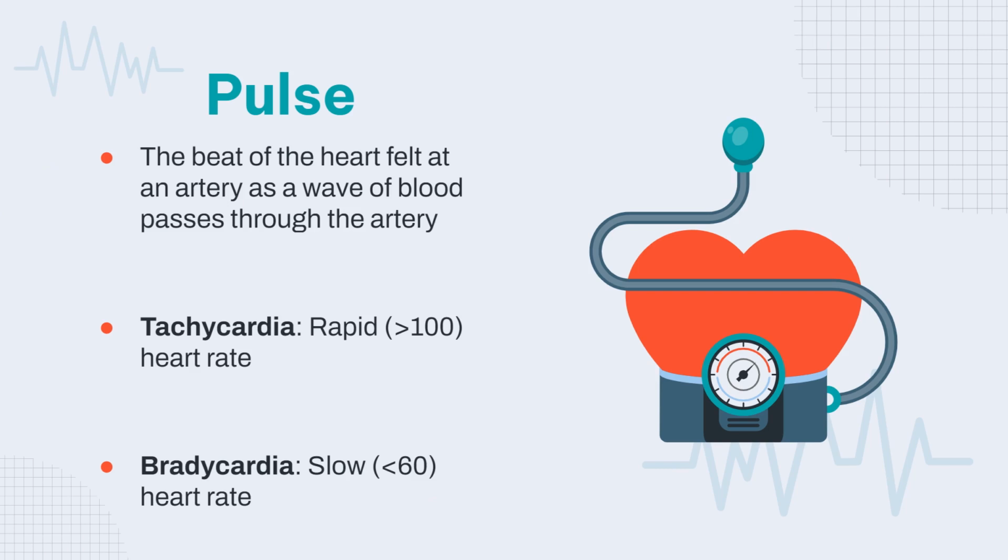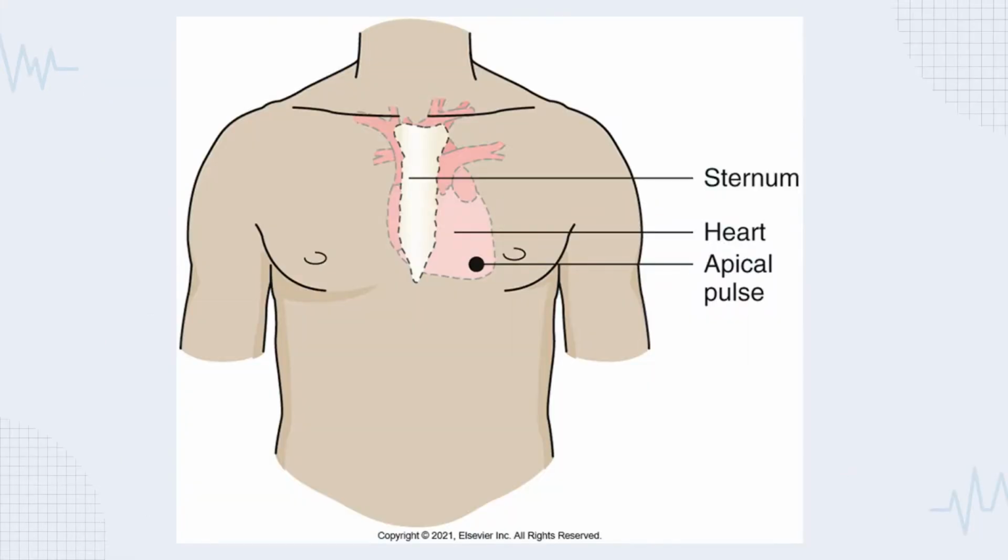Tachycardia refers to a rapid or greater than 100 beats per minute heartbeat. Bradycardia is a slow heart rate, or a heart rate that is less than 60 beats per minute. This picture here shows the front of a patient's chest and where you would put the stethoscope to count the apical pulse.